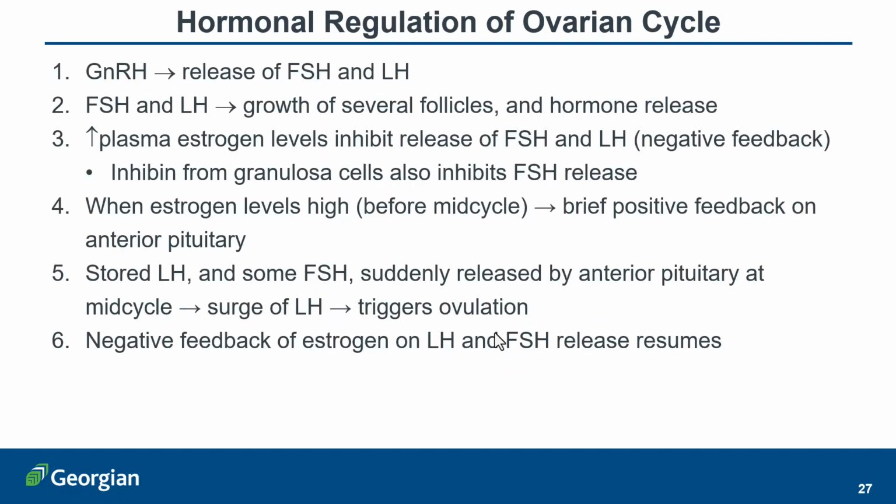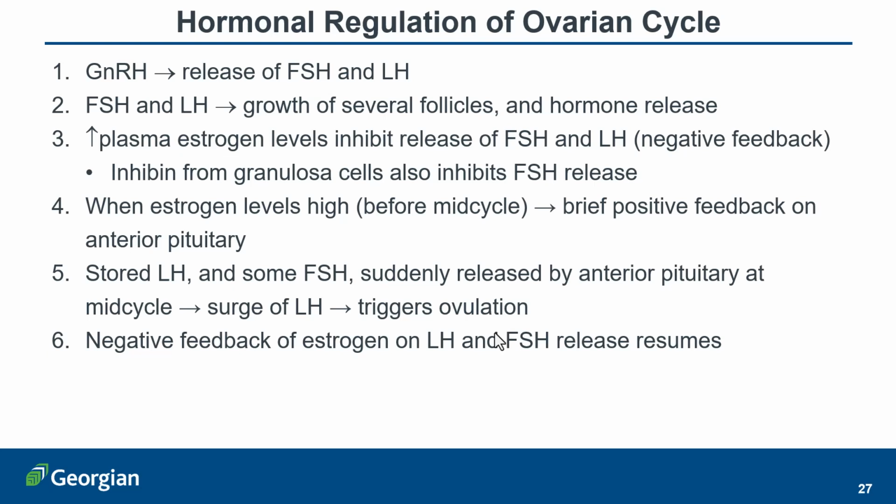So here it is just in summary. GnRH released from the hypothalamus triggers the release of LH and FSH. LH and FSH promote the growth of several follicles, and hormones are thereby released from the ovaries. When plasma estrogen levels rise, they ultimately inhibit the release of LH and FSH, that's negative feedback. In addition, inhibin from the granulosa cells also inhibits FSH release, but we're not going to focus upon that.